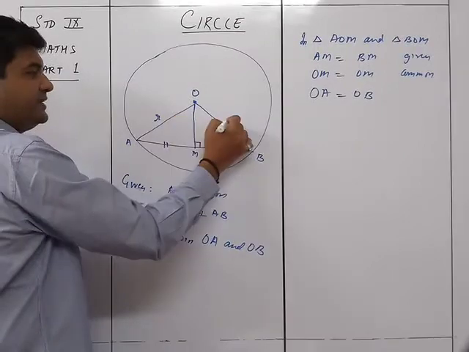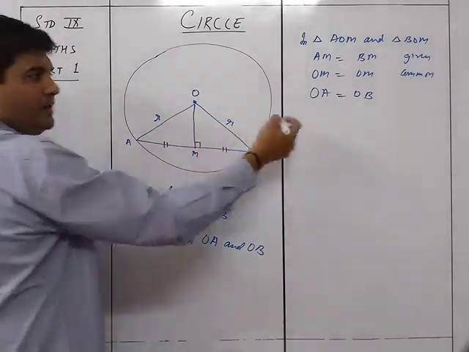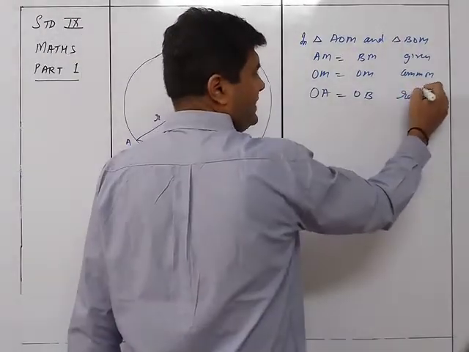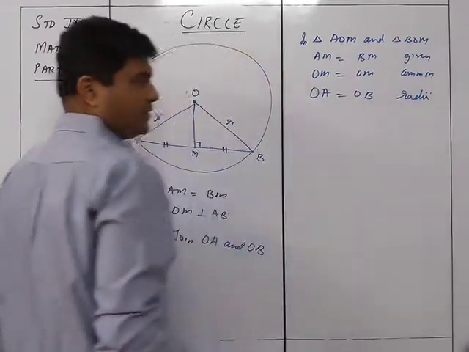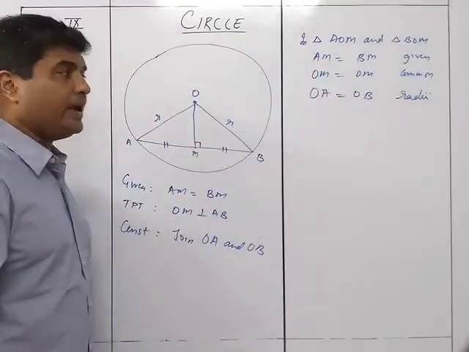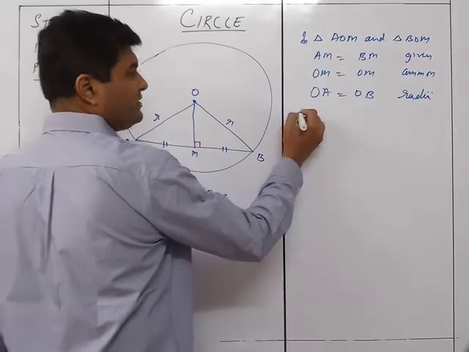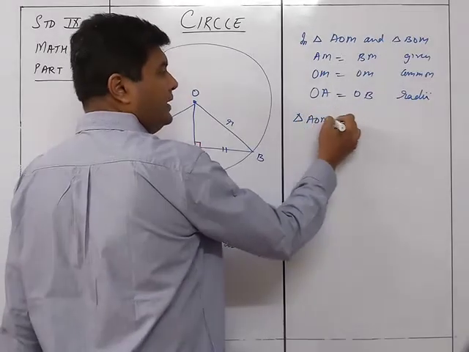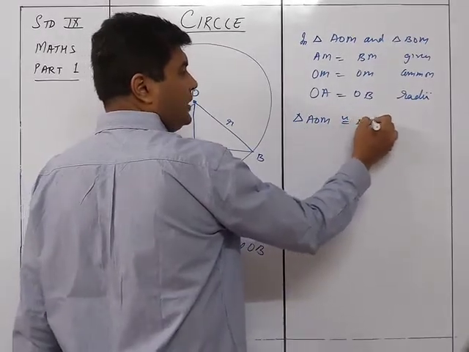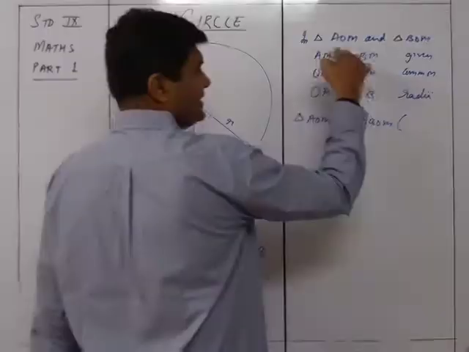This is also the radius and this is also the radius. Accordingly, they will be equal. So it is the radii. These are the radii of the circle. Okay, OA and OB are the radii. So that's why we see the triangle AOM is congruent to triangle BOM by which test?